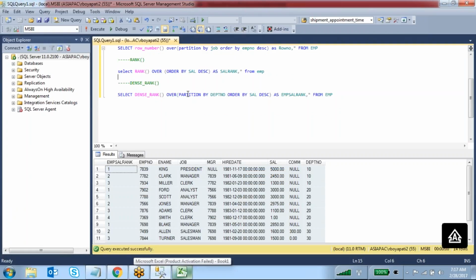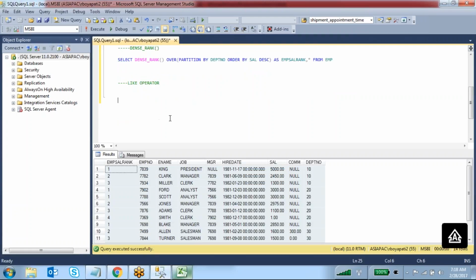So these are the things we have in SQL Server. The next thing is the LIKE operator in SQL Server. What is this LIKE operator doing? The LIKE operator works by using some wildcard entries. What are the wildcard entries? The wildcard entries are these.